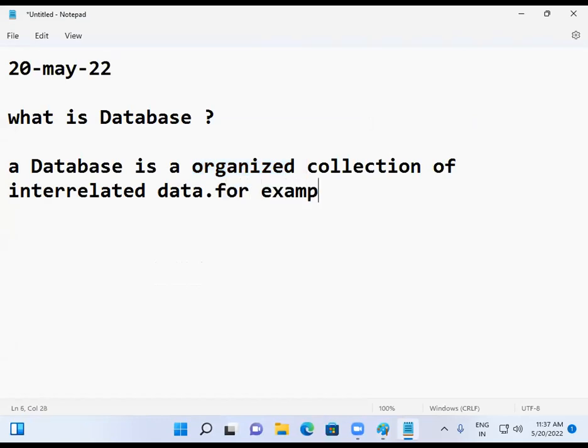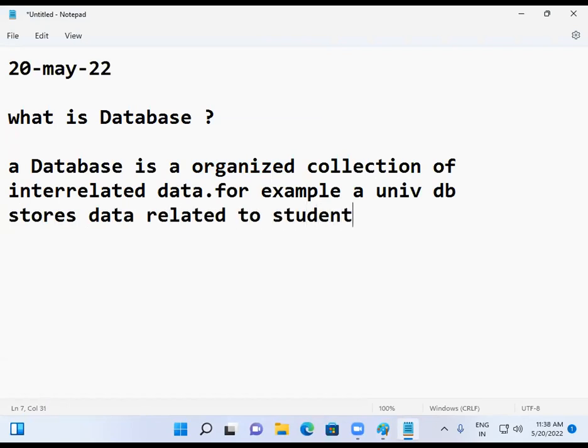Next, for example, a university database stores data related to students, courses, faculty, etc. So this is what a database is.